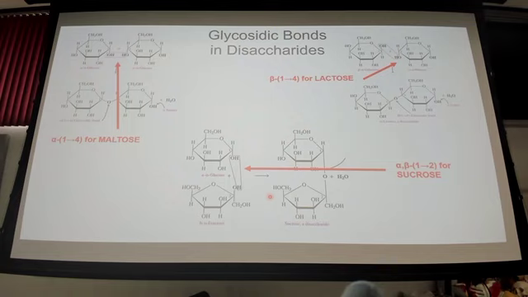Any questions about the bond types? Yes. Can you go over real quick why in sucrose the glycosidic bond is beta?